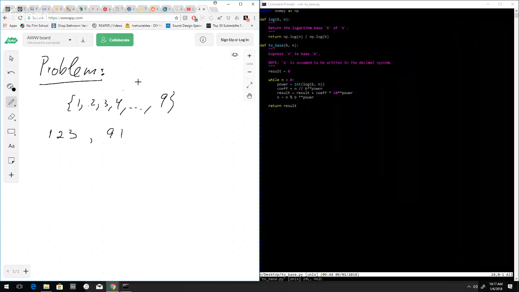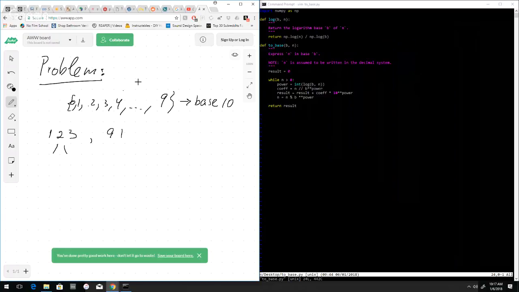Notice the number 123 can be decomposed into, let's just give this a name. We'll call this base 10. And we, of course, forgot the digit 0. There we go. Now, what is base 10?